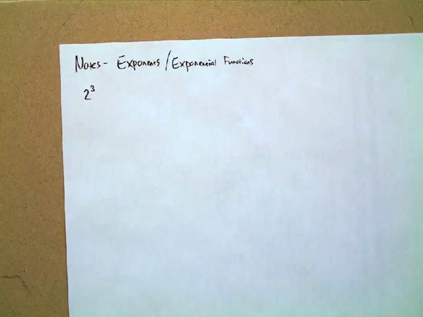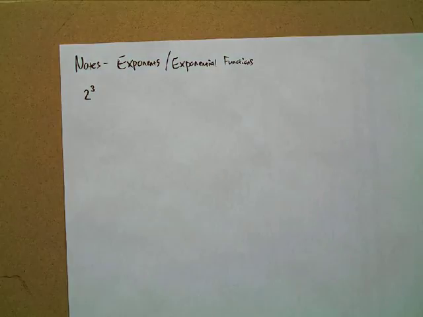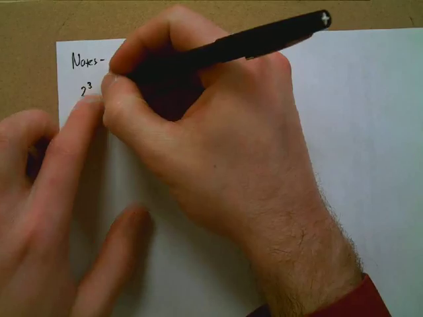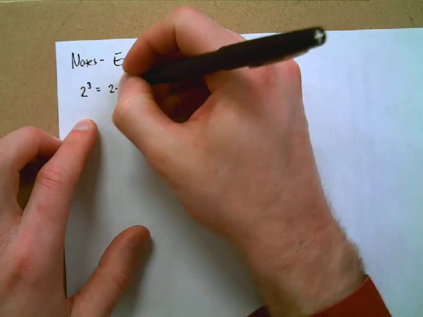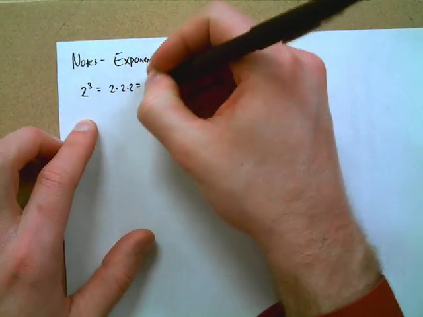2 to the third. What does it mean when you raise something to an exponent? What does 2 to the third really mean to do? Yep, James. Multiply it by itself. Right, in this case, the 2 is multiplied by itself 3 times, right? So 2 times 2 times 2, we know that's 8, right?